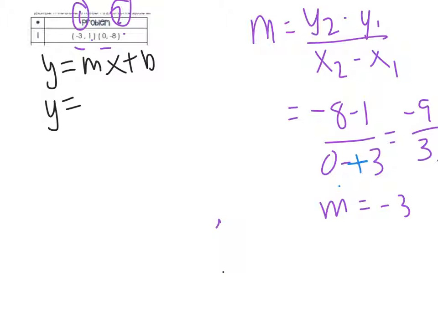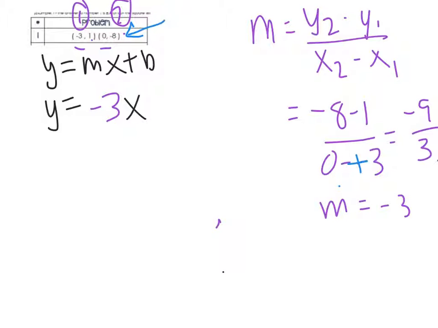Y equals our slope, which is -3, x, and then plus b. And we said on the last slide that our y-intercept is (0, -8). I tried to go back to the last slide, and it didn't work. Otherwise, I was going to lose the whole thing.